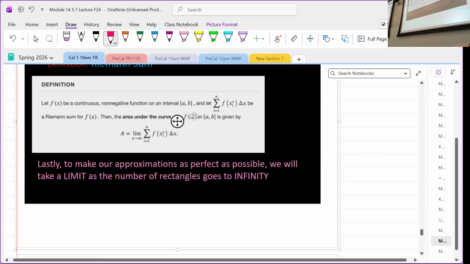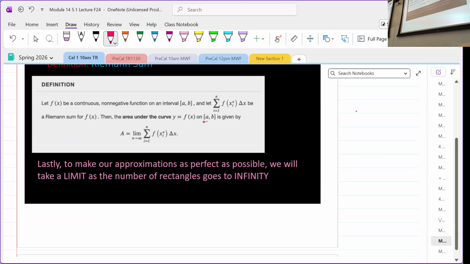So the area under the curve of a function on a particular interval from a to b. And when we say the area under the curve, technically what we mean here is the area between the curve and the x-axis.